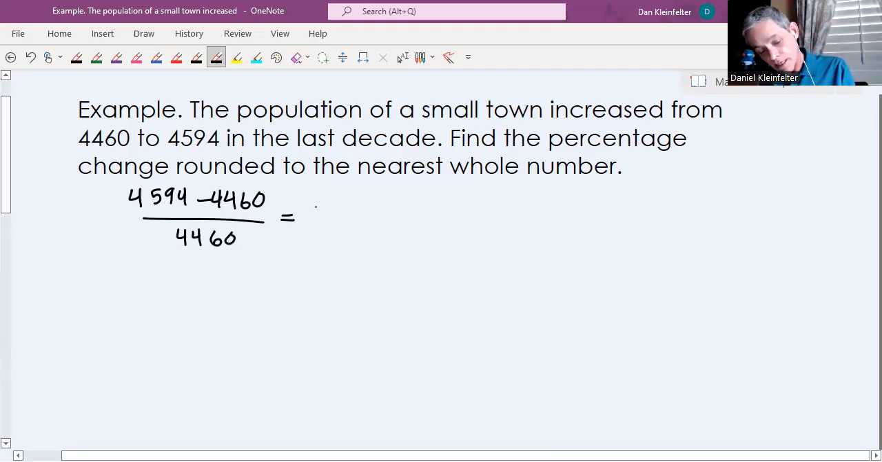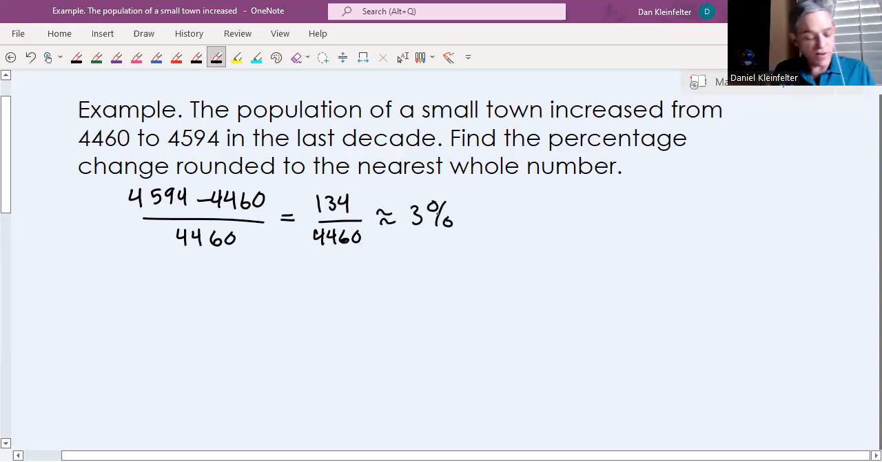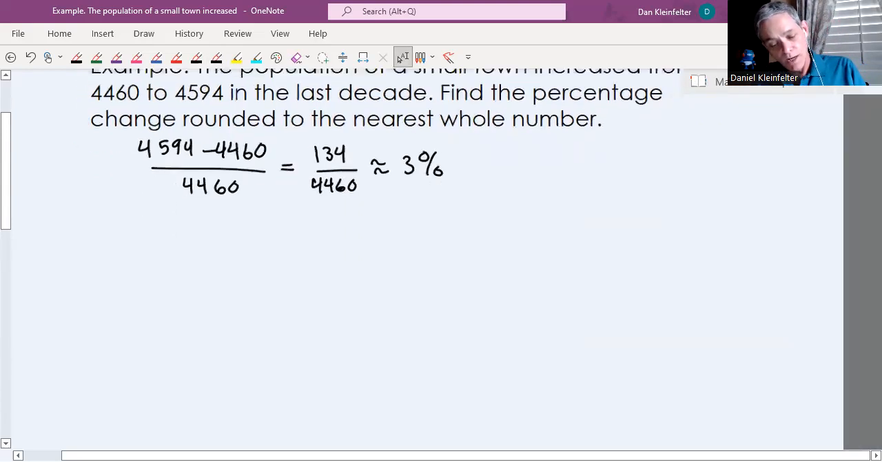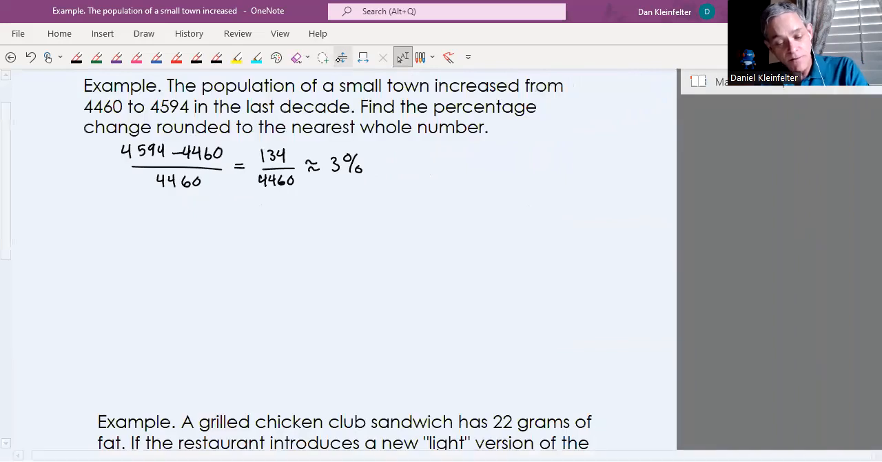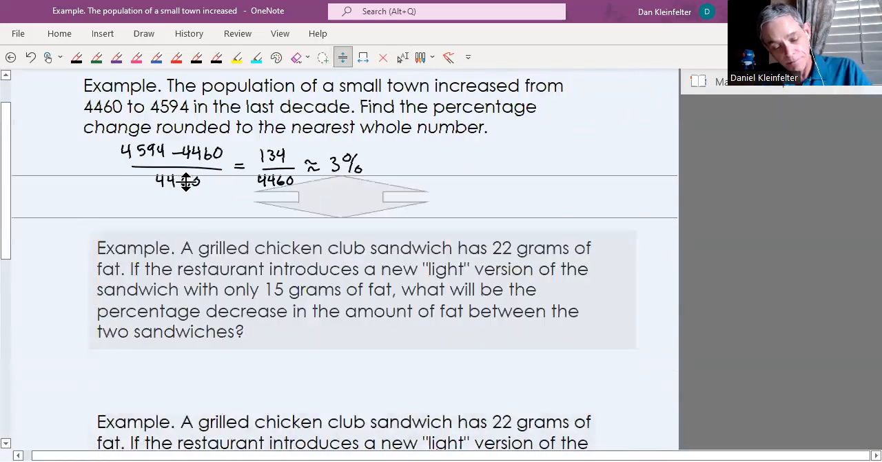That's an increase of 134 people, and that is about 3%. Okay, I divided there, I got 0.03, I turned that into 3%. So the population increased by 3% in that 10 years.